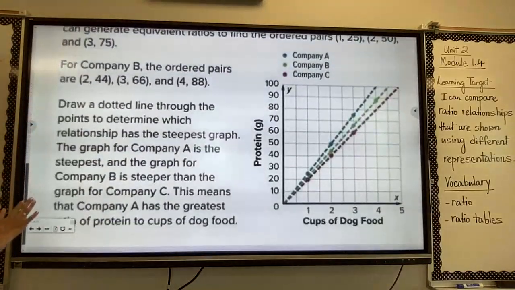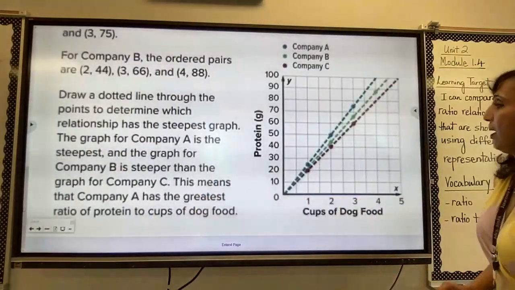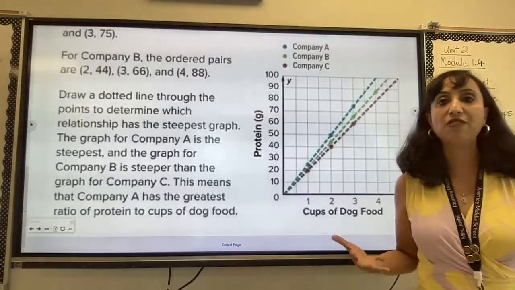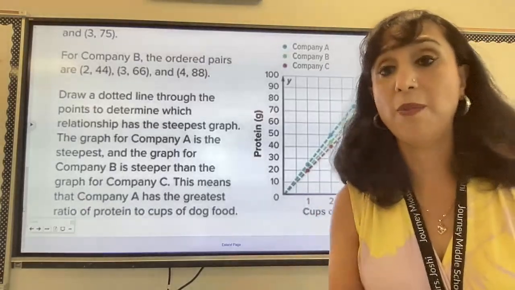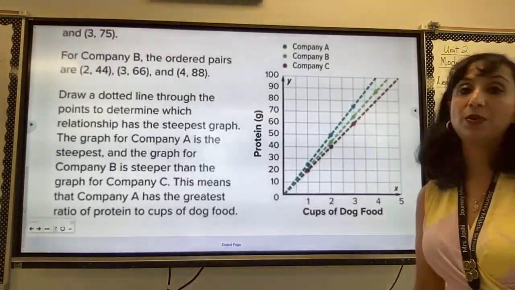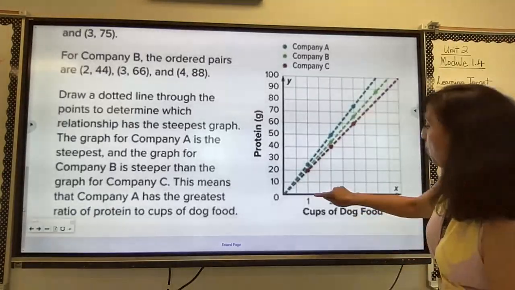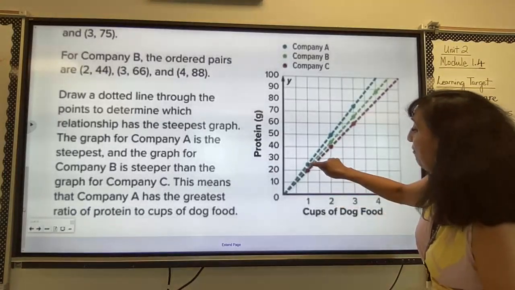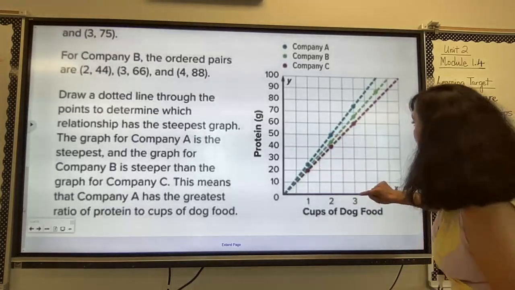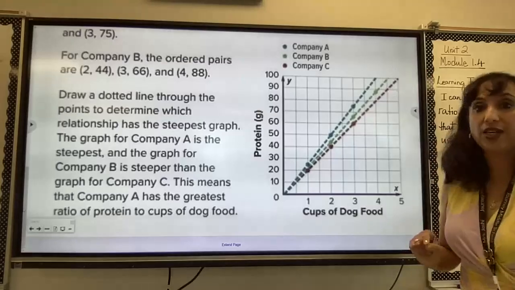Look, there we go. So company A, company B, and company C. All right, so as you can see, this is company A, the blue one on the top. So I told you which graph is going to be the steepest. Just by thinking of how much would be for 1 cup, I can already know that that graph is going to be the steepest graph. Okay, so for 1 cup for company A, we had 25 grams of protein. For 2 cups, we had 50. For 3 cups, I had 75. And for 4 cups, I had 100 grams of protein.